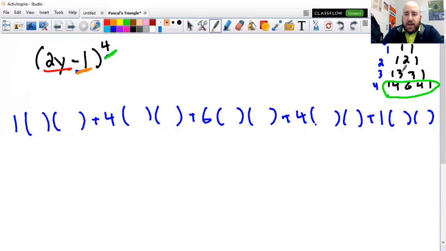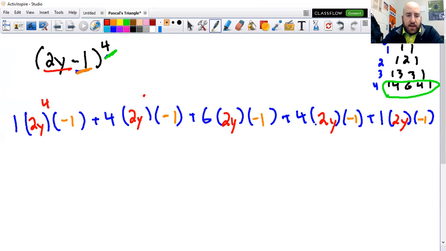Again, I know I got the triangle covered up, but this is the fourth row, 1, 4, 6, 4, 1. So I already got it written out. Again, just trying to save us a little time. So first term is 2y, 2y, 2y, 2y, 2y. Then -1 is my second term, -1, -1, -1, -1, -1. All right, first term, start with your exponent.